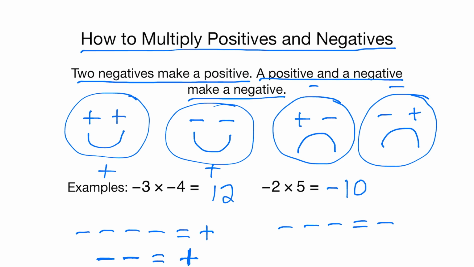So two positives multiplied together equal a positive. Two negatives multiplied together equal a positive. One positive and one negative makes a negative. So remember the half awake, half asleep people? They are unhappy. That's a negative experience for them.